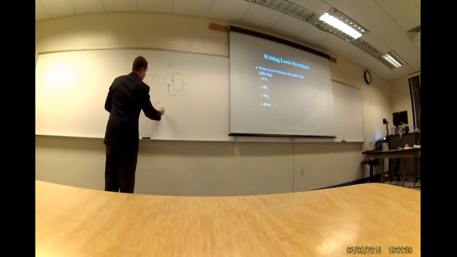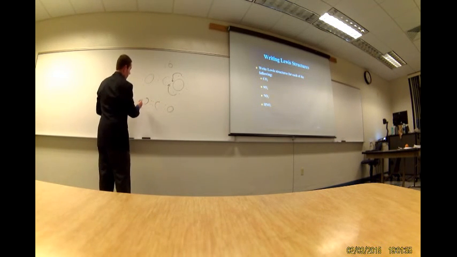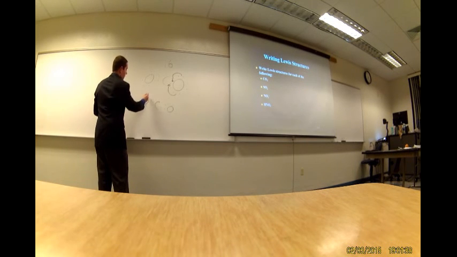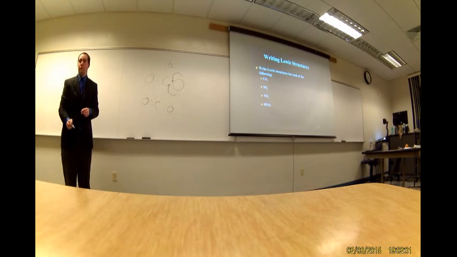So I need oxygen, carbon, oxygen, a double bond between each of them, and then each oxygen has 2 extra pairs. Now everything is happy.